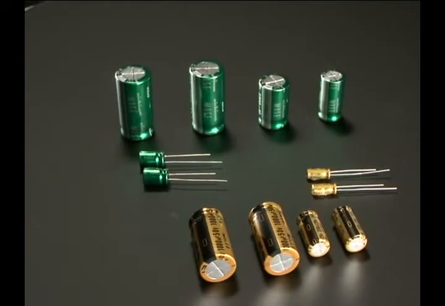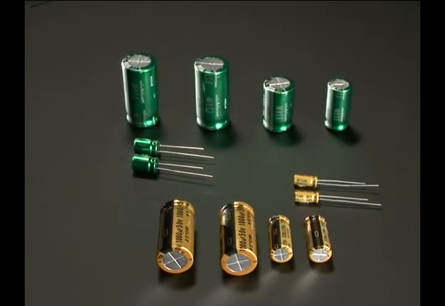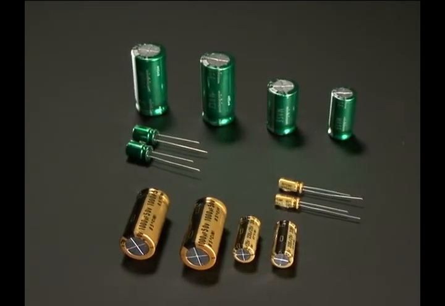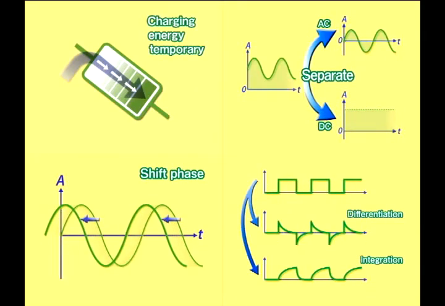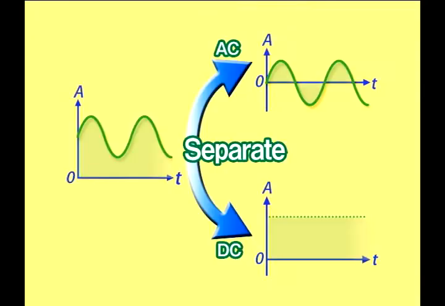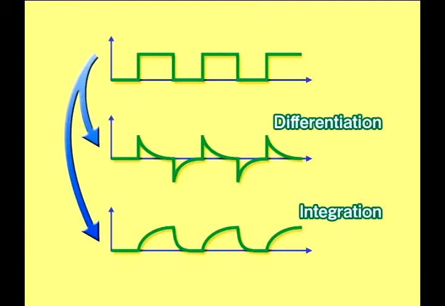A capacitor is an element used to temporarily store the electric charge. Capacitors are used for a variety of applications. Even a small electronic device like a mobile phone uses nearly 100 capacitors. Among the uses of capacitors are: temporary storage of electrical energy, AC and DC separation and selection, phase shift between voltage and current, and signal differentiation and integration.